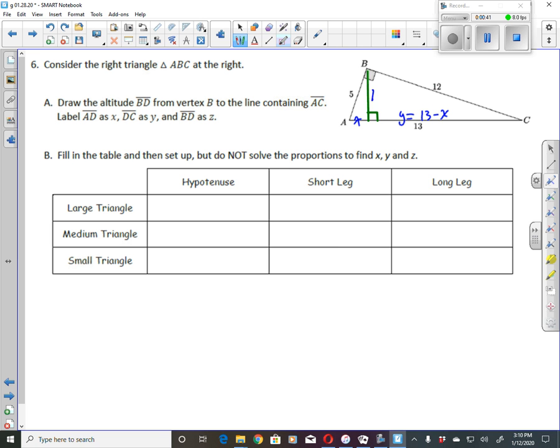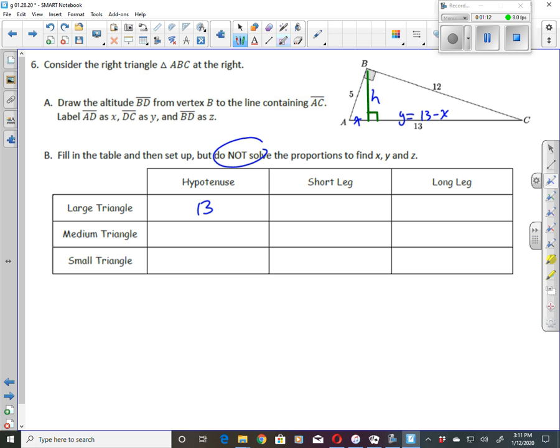This we're going to label as h, and we're going to go ahead and fill in the chart as best we can. So in the chart, they said fill in the table, but do not solve. I don't know why, but this is kind of interesting. They just want you to see the proportions. So large triangle, hypotenuse is 13.